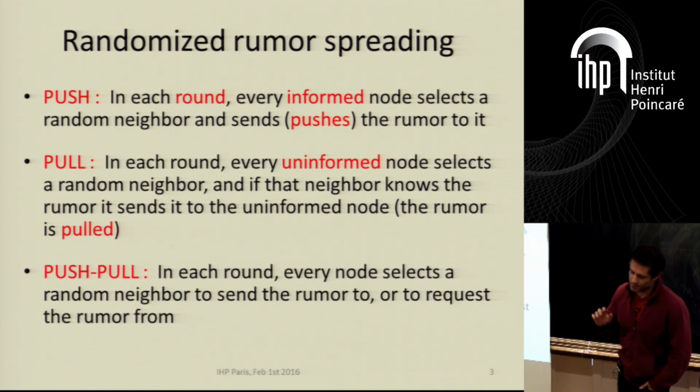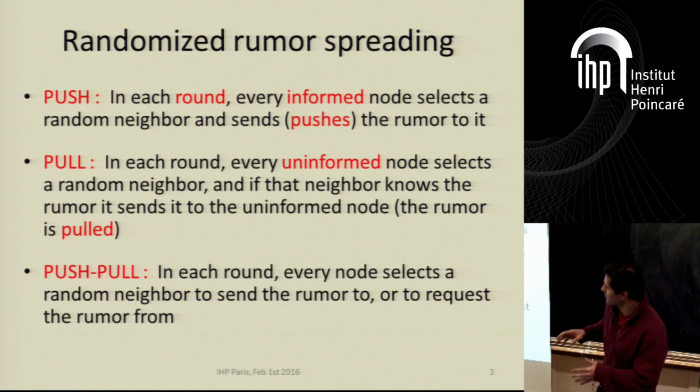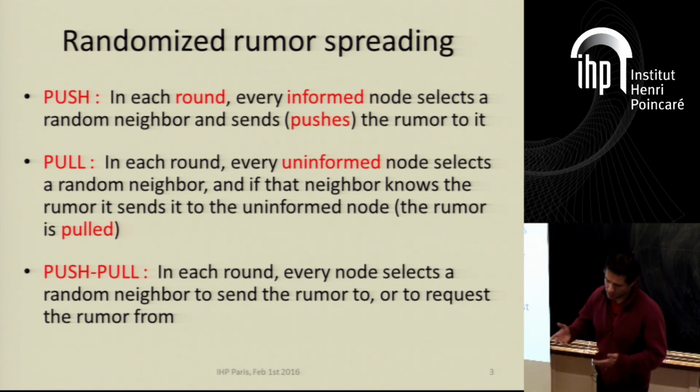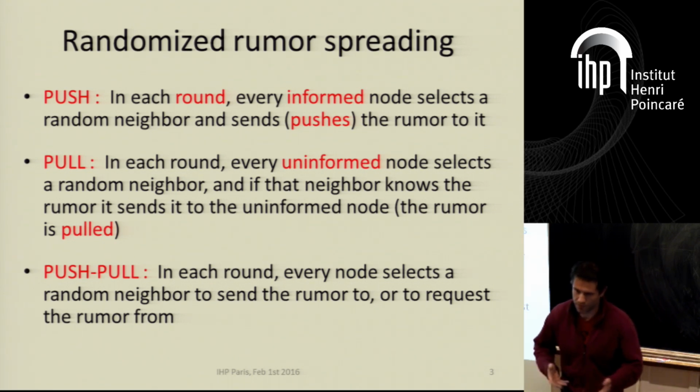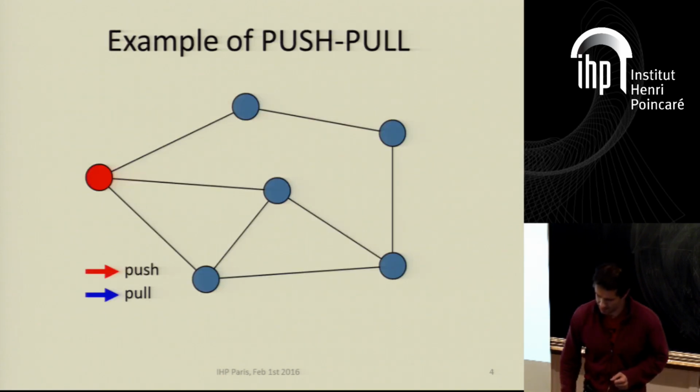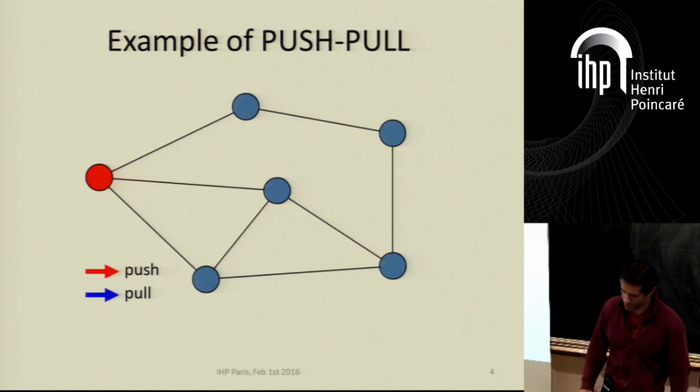And finally, the push-pull algorithm is a combination of both strategies. Every node selects a neighbor to either send the rumor to that neighbor if it already knows the rumor, or to request the rumor from that neighbor otherwise. Okay? And here is a simple example of an execution of the push-pull protocol.